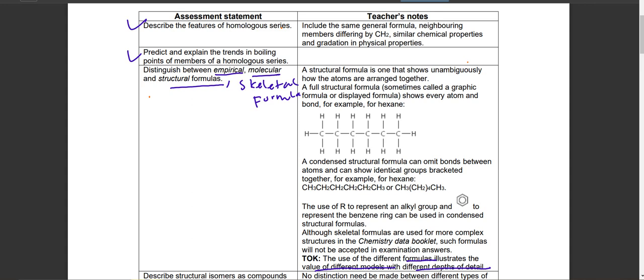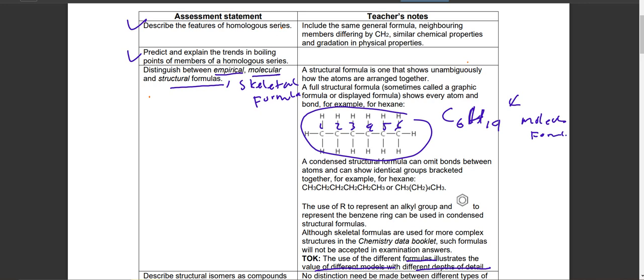So that's why if you want to see the branches, then you use structural formula or condensed formula. For example, this one over here has one, two, three, four, five, six carbon and 14 hydrogen. Six carbon and 14 hydrogen. So this is what we call a molecular formula, showing the number of atoms for each of the molecules.